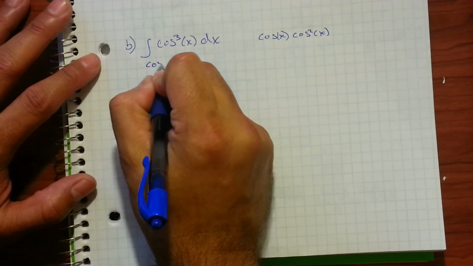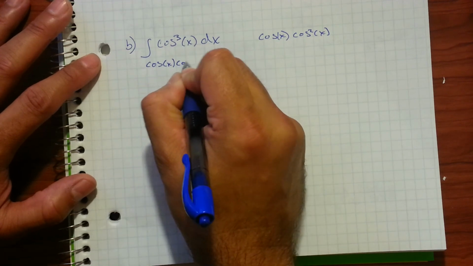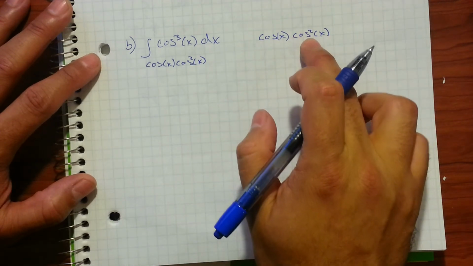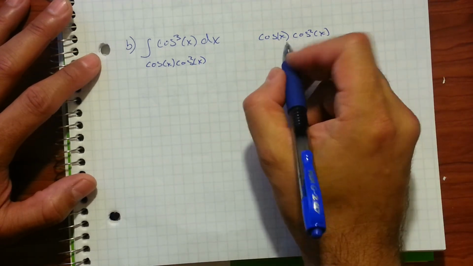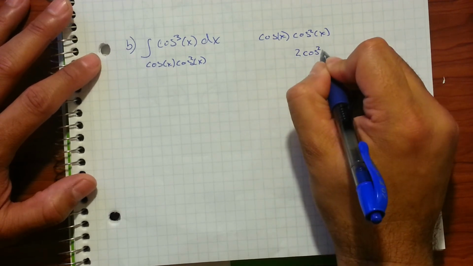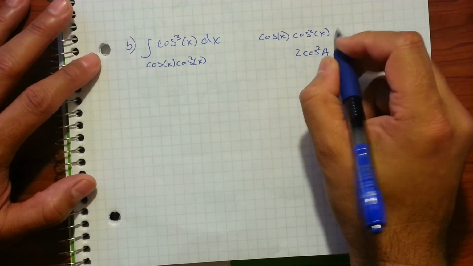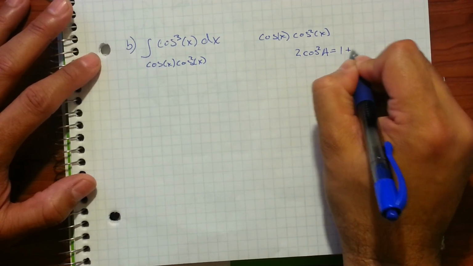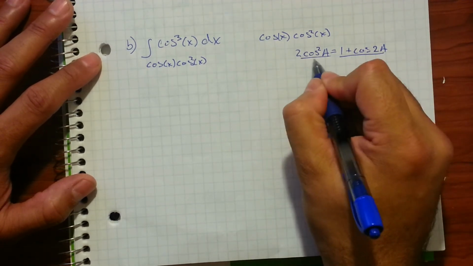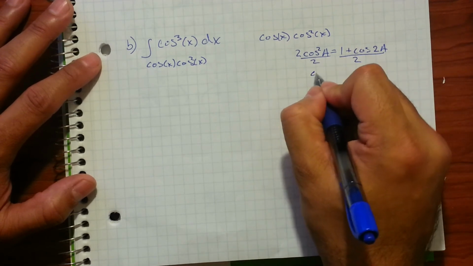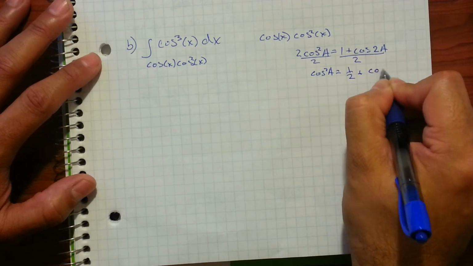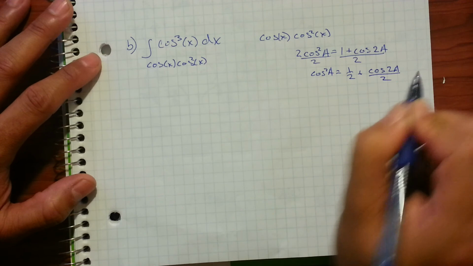So I have cosine x times cosine squared x. So what I'm going to do is take that cosine squared and let's take a look. I'm going to have 2 cosine squared a, this is from the identity, is equal to 1 plus cosine of 2a. Okay, to get cosine squared by itself, divide by 2. So cosine squared a is equal to 1/2 plus cosine 2a over 2.